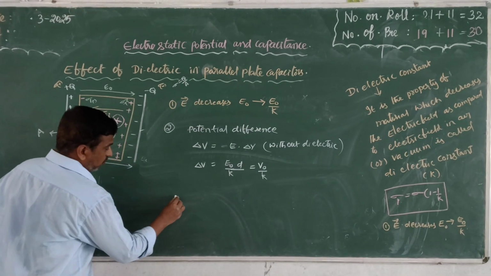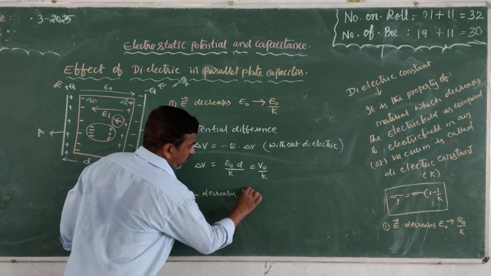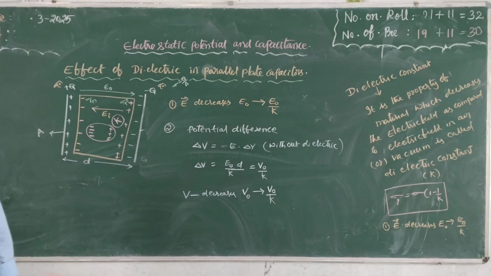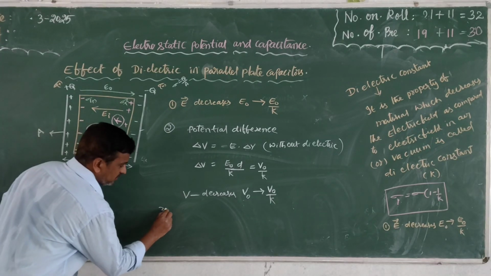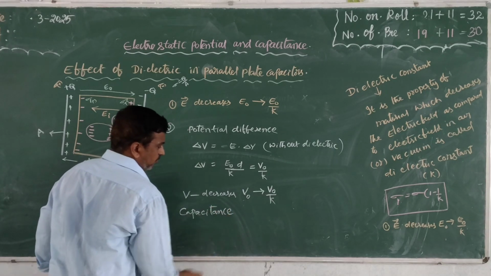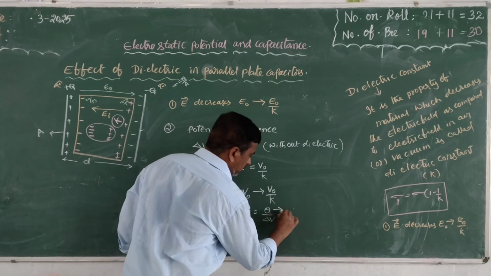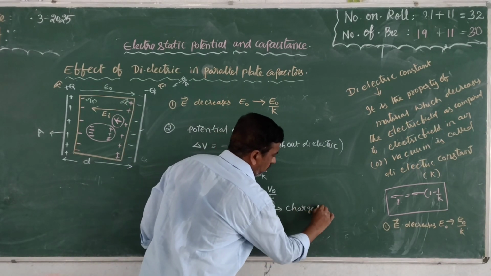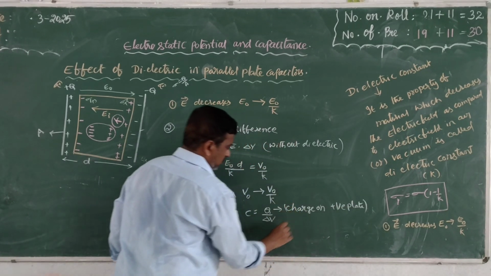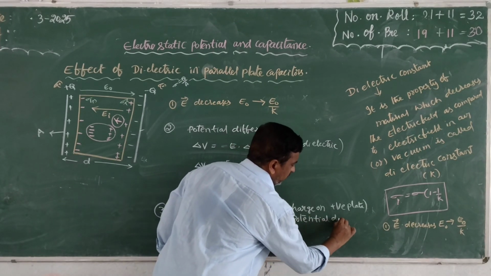So the potential decreases from V naught to V naught by K. Potential also decreases from V naught to V naught by K. What about capacitance? The formula is C equal to Q by delta V, where Q is the charge on the positive plate and delta V is the change in potential or potential difference.